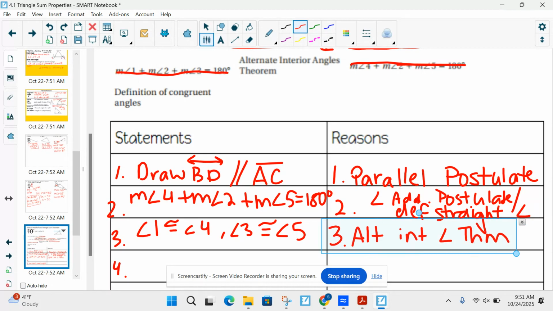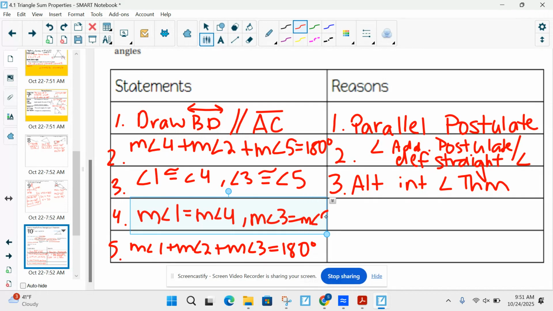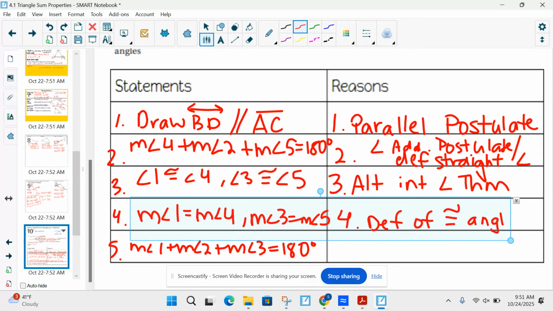And then next, we're going to convert that to measures being equal so that we can make a substitution. So the measure of angle 1 equals the measure of angle 4, and the measure of angle 3 equals the measure of angle 5. So definition of congruent angles. And then finally, you can substitute 4 with 1 and 5 with 3. So you prove that angle 1 plus 2 plus 3 is 180. So substitution for the last one.